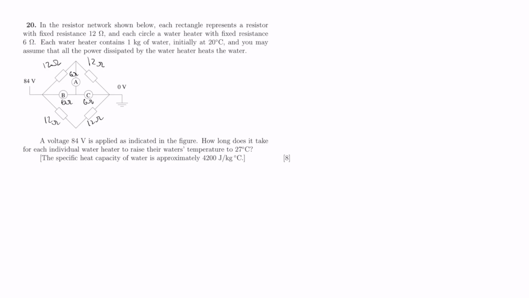Each water heater contains 1 kilogram of water, initially at 20 degrees, and you may assume that all power dissipated by the water heats the water. A voltage of 84 volts is applied as indicated in the figure. How long does it take for each individual water heater to raise the water temperature to 27 degrees?